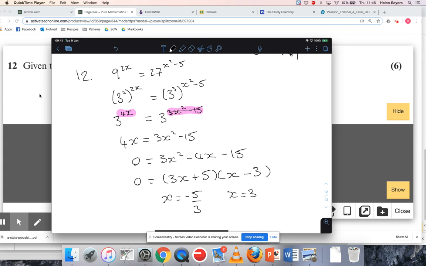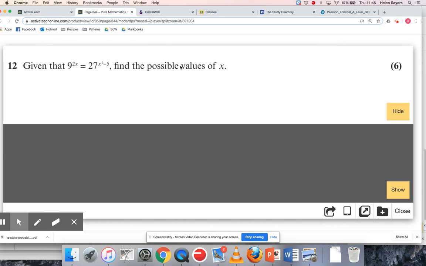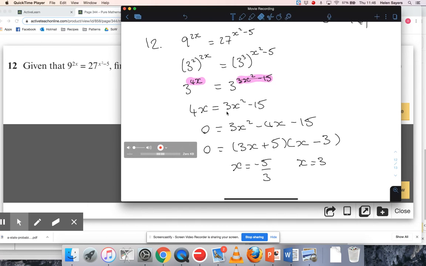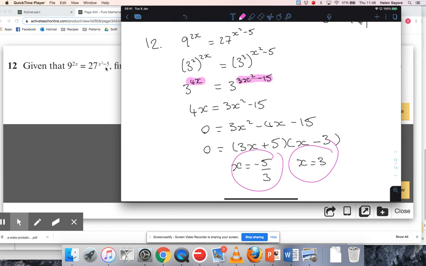And if we go back to the question, it did say values, so I'm happy I've got 2 answers. There's no reason why x can't be negative or x can't be a fraction. And of course, now we've got our two answers here, you could just substitute both of them back in and double check that when you substitute minus 5/3 in, both give you the same solution.